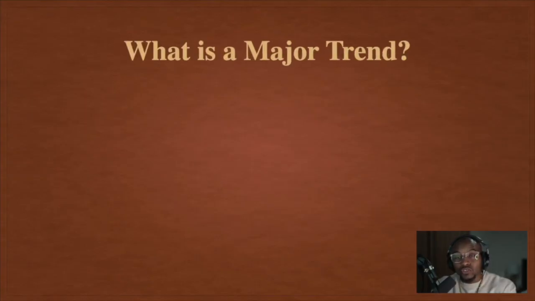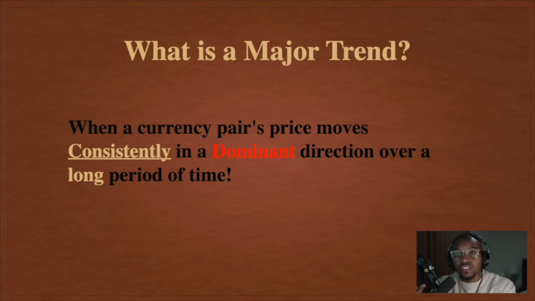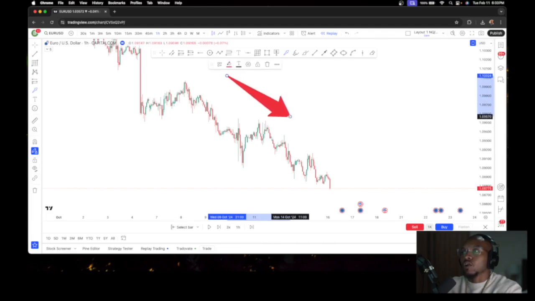What is a major trend? A major trend is when a currency pair's price moves consistently in a dominant direction over a long period of time. So right now we're on the pair Euro USD. As we can easily see, price is headed to the downside overall.